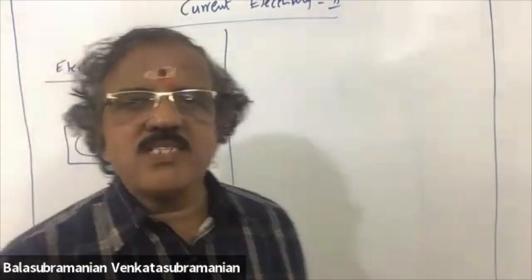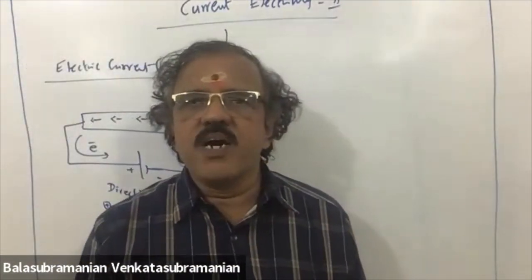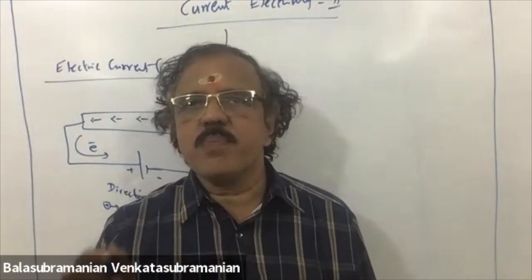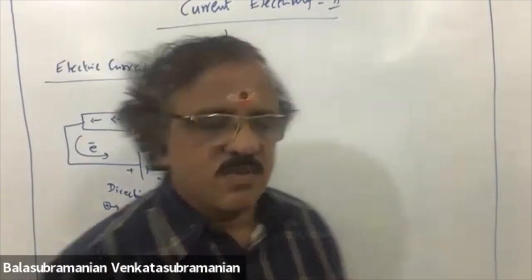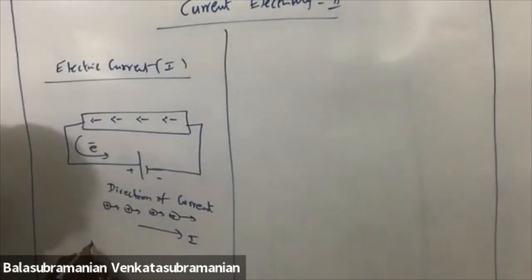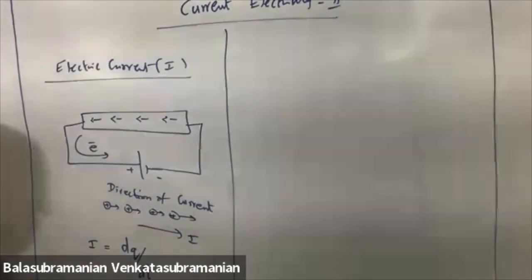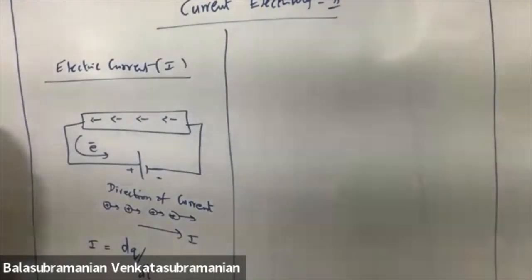So how many charges are passing per unit time? Charge passing per unit time, we call it as current. I is equal to dq by dt, the rate of flow of charge. I is equal to dq by dt, we call it as current.